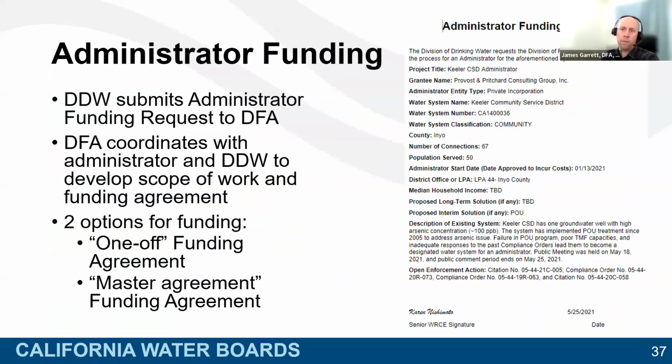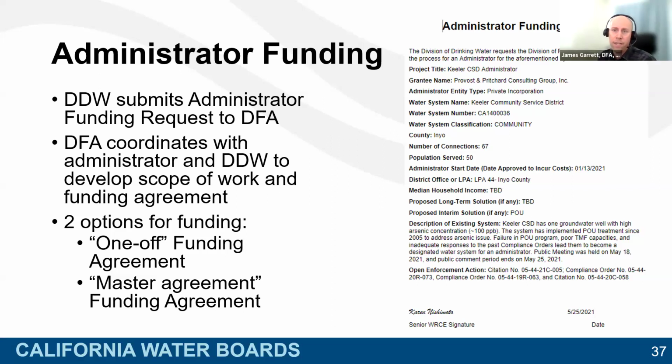So this slide touches on really how the funding process for the administrator gets triggered. DFA will work in close coordination with Division of Drinking Water while they are going through the process of appointing an administrator to a designated water system. So to reiterate what Saida said earlier, systems identified that are in need of an administrator will be a disadvantaged community, which means they're less than 80% of the statewide median household income. So it'd be a disadvantaged community that fails to consistently provide an adequate supply of safe drinking water. They could also be a system that has been ordered by the state board to consolidate, or they may be a system that is identified as at risk based on results of the drinking water needs analysis.